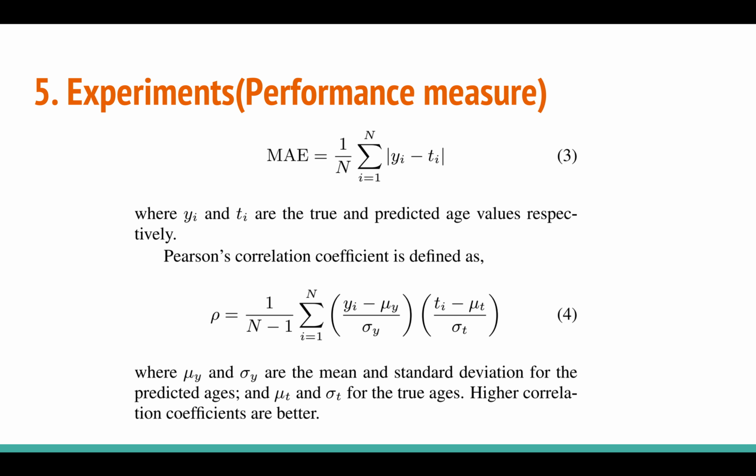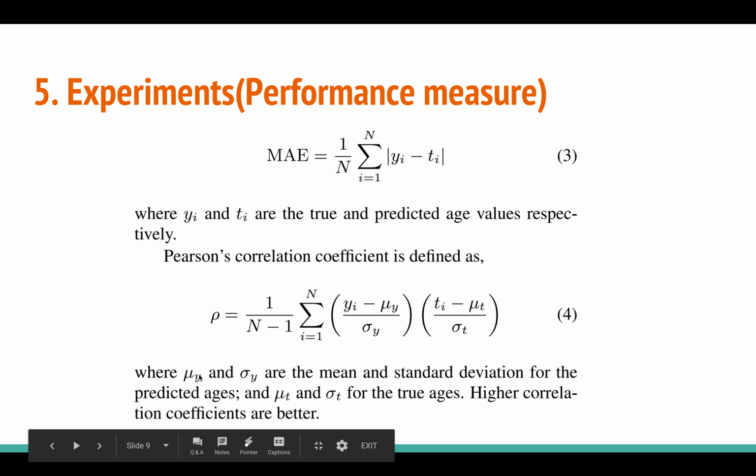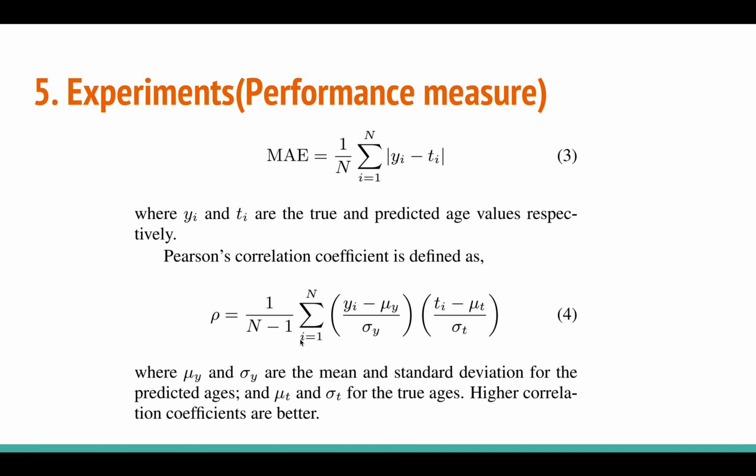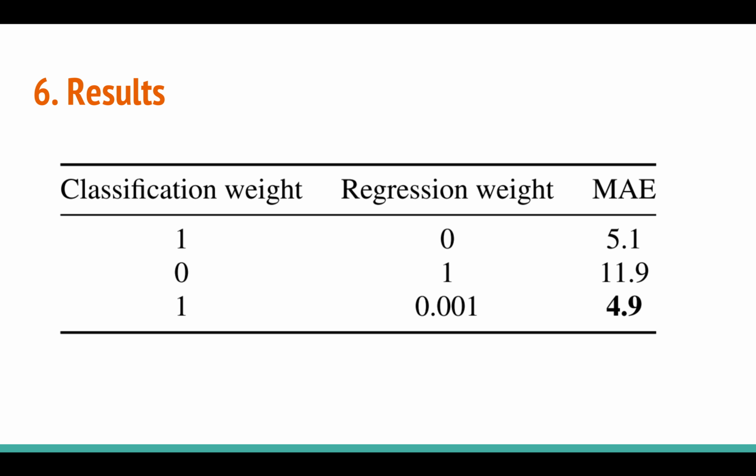They also use the Pearson correlation coefficient, which is computed like this. They have the mean and standard deviation of the predicted age and the ground truth, and then they compute the Pearson correlation coefficient, which tells you that if the correlation is higher, then your system is better. So now we'll see some results.